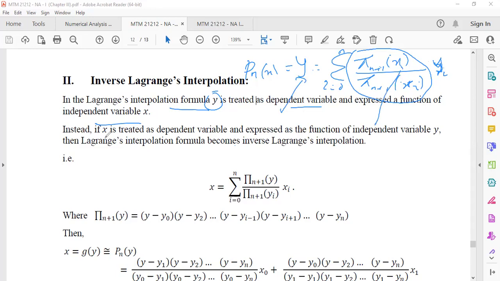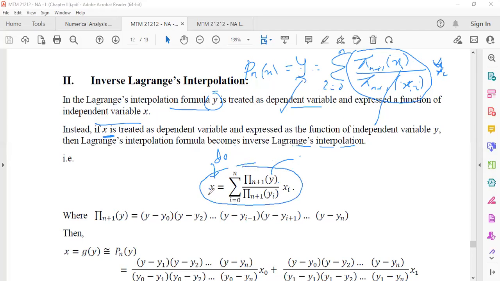But in the case of inverse Lagrange interpolation, the same thing comes. The only difference is that x is treated as a dependent variable, a function of y. Wherever there was x, they are putting y, and in place of y they are taking x. That becomes inverse Lagrange interpolation. So that is the notes, and the formula is like this.